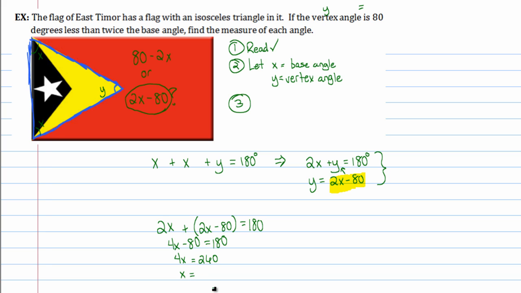What is that? 65? Yeah. So I see that x is 65. So that means that these base angles are 65 degrees. That one is, and so is this one.